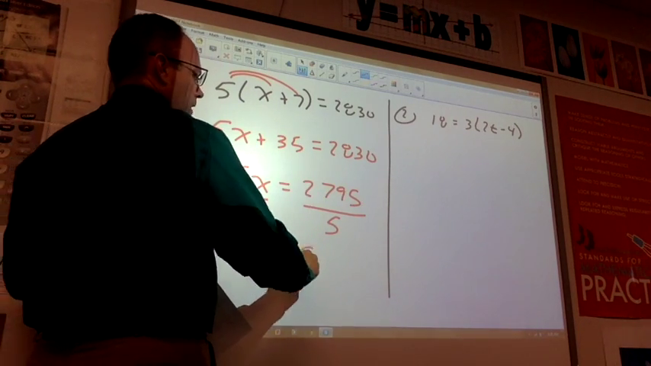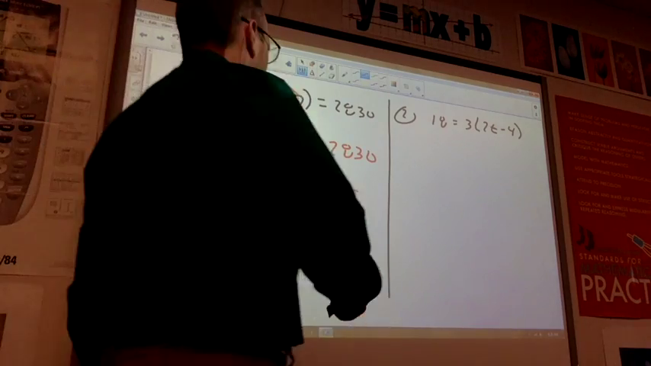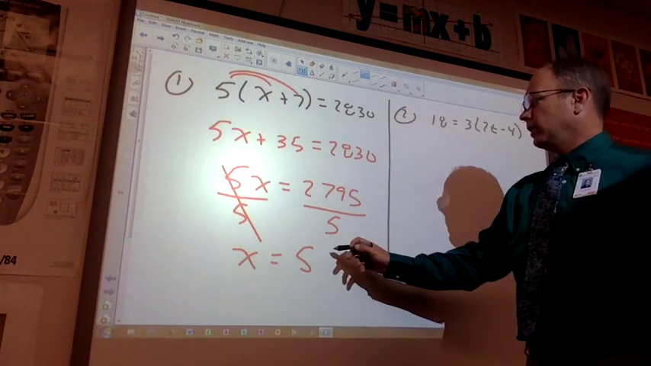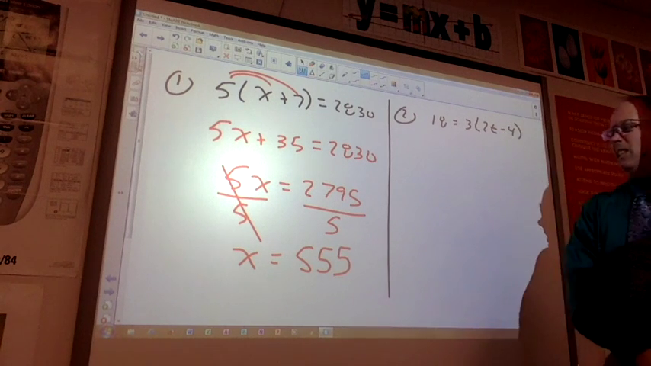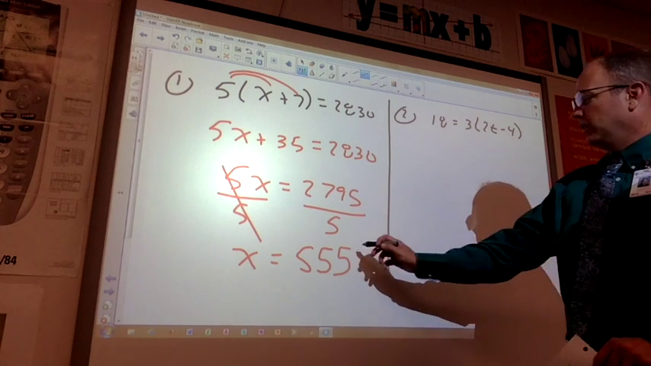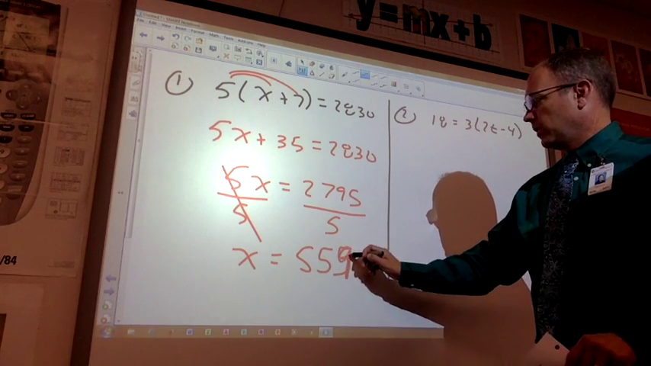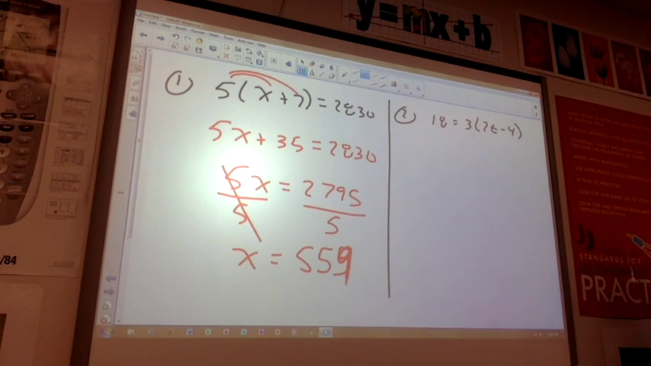Someone on a calculator: 2795 divided by 5. 555, I think it is. So on the calculator, 2795 divided by 5. Oh, it's 559. That makes sense. I was close. There we go. Is that all right?